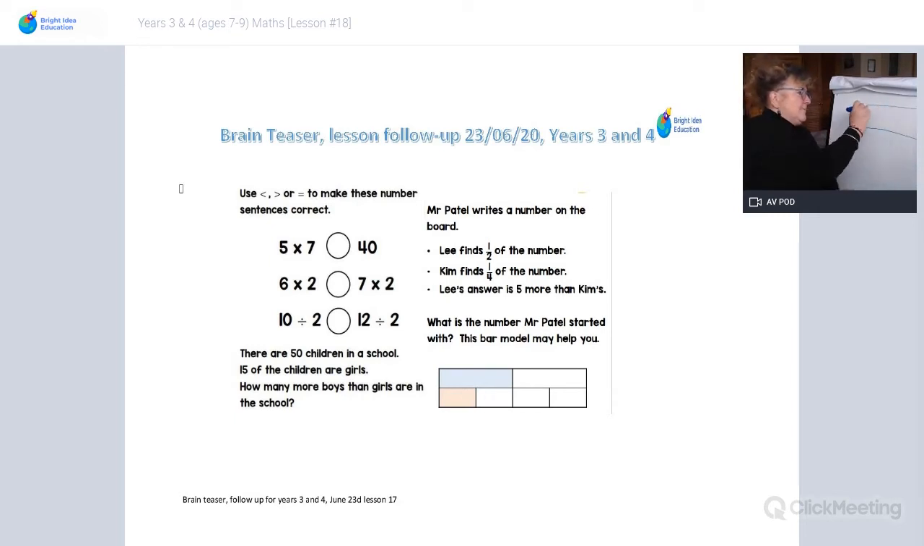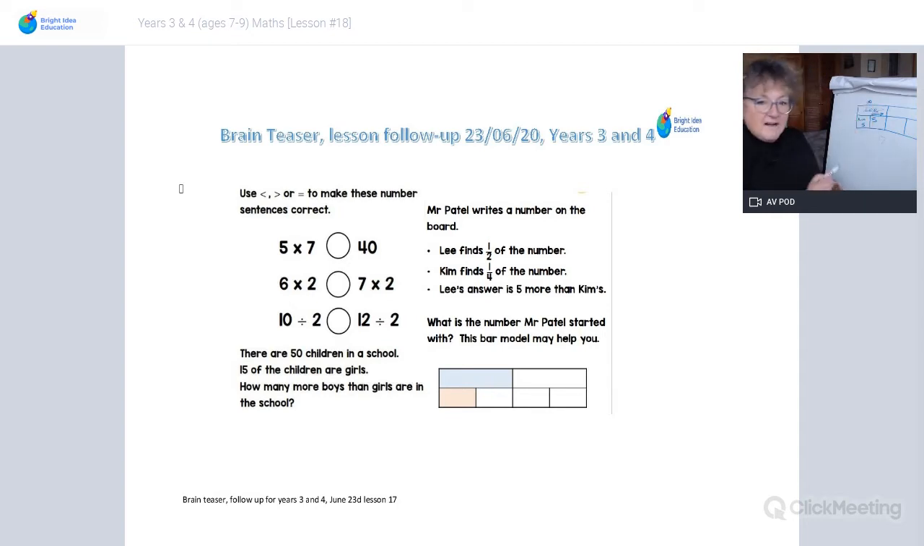So there's the bar model. That's half. And this is a quarter. What do we know? We don't know the number Mr. Patel started with. We know that Lee finds half of the number. So that's Lee. He, or she, finds that bit. Kim finds a quarter. So this is Kim in here. We know that Lee's answer is 5 more than Kim's. Well, a half is double a quarter. So if it's 5 more, that bit must be 5. That's 5. So Lee's bit is 5 plus 5, which is 10.